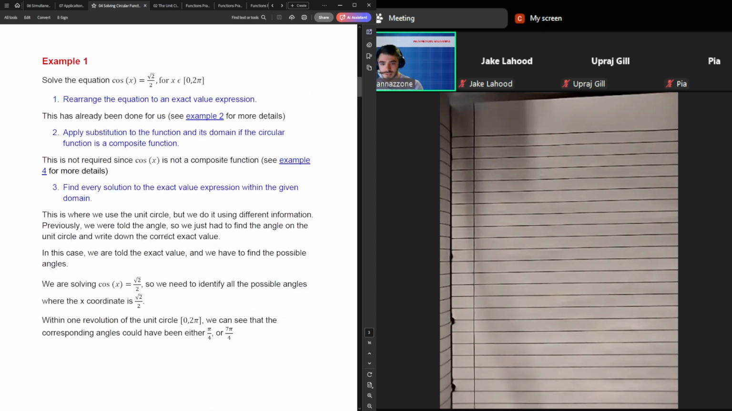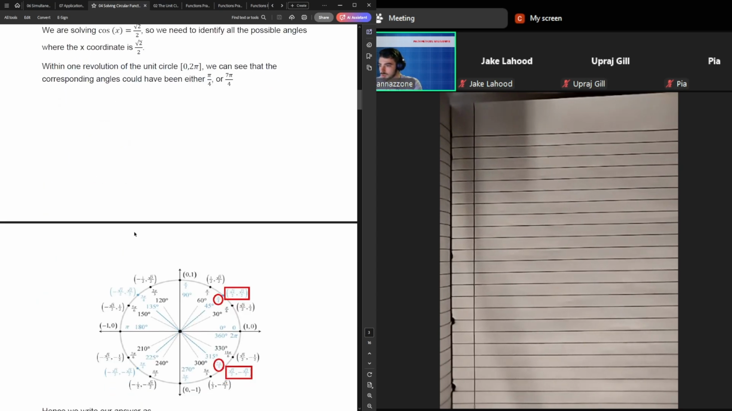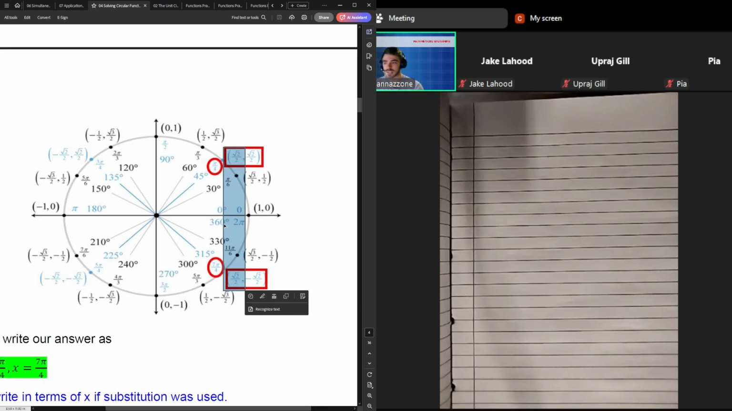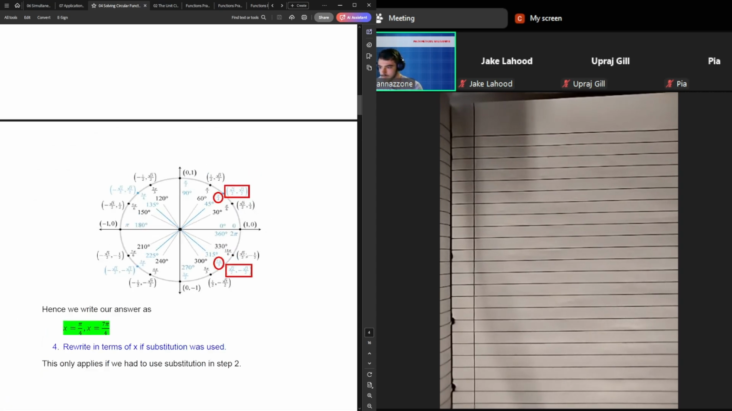So if we look at a nice and simple example, we have just cosine equals √2/2, and we're solving that between 0 and 2 pi. No rearranging is particularly necessary here. You've got a cosine on one side and you've got an exact value on the other. All we're doing from there is trying to figure out where that appears on the unit circle. So you look for all the spots on the unit circle where x is equal to √2/2, because cosine is your x, and it's going to give you the solutions pi/4 and 7 pi/4. And that becomes your final answer for the question.